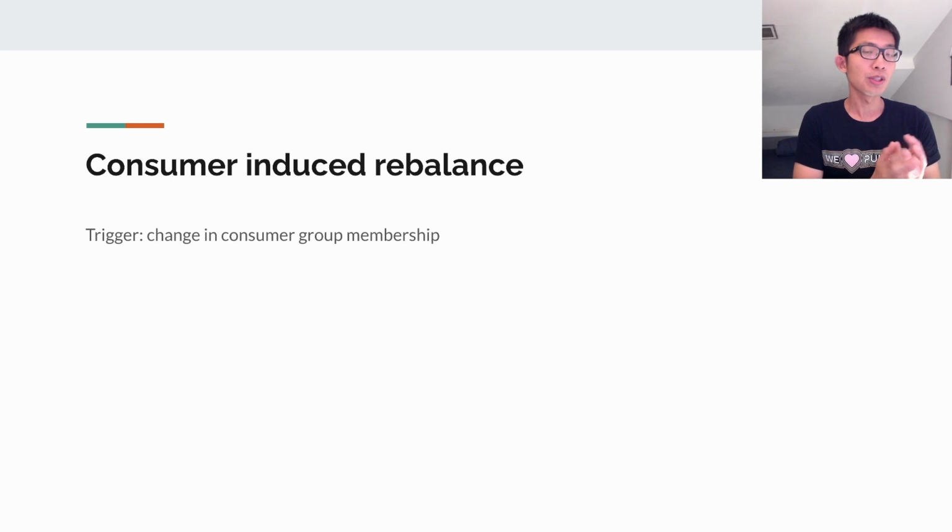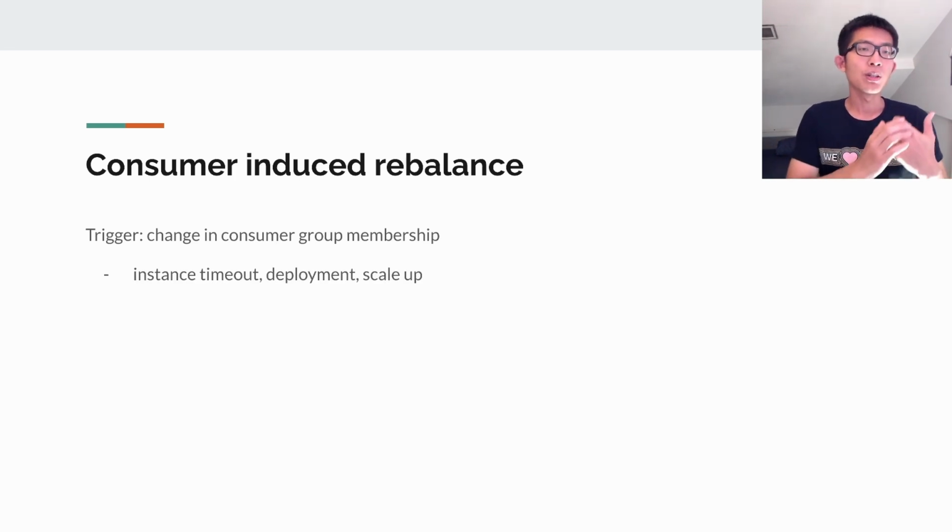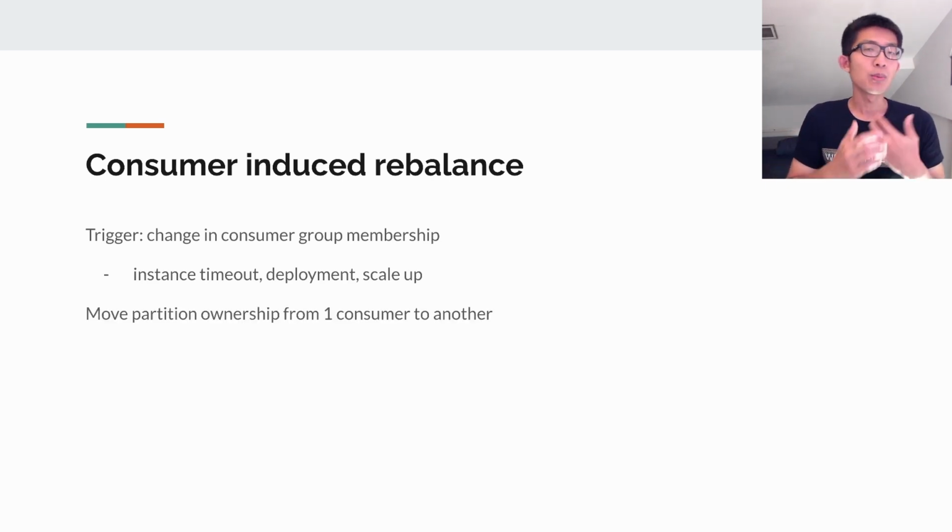Now let's talk about consumer-induced rebalance. The trigger is a change in consumer group membership. It can be your consumer instance timed out, you do deployment on your consumer machines, you try to scale up, scale down. Then we need to move partition ownership from one consumer to another.